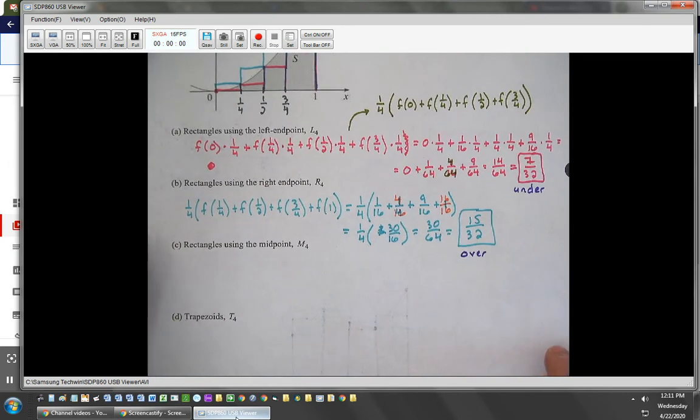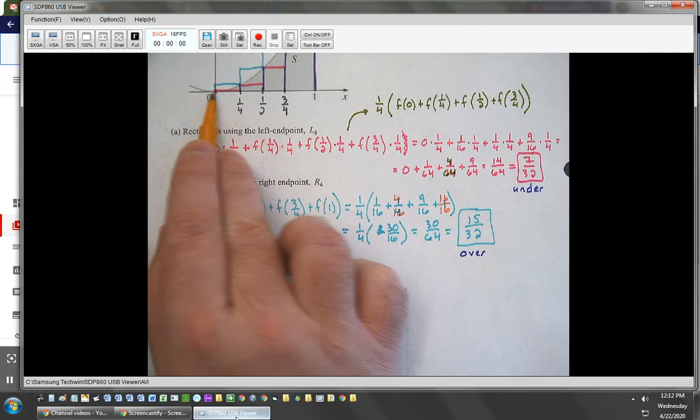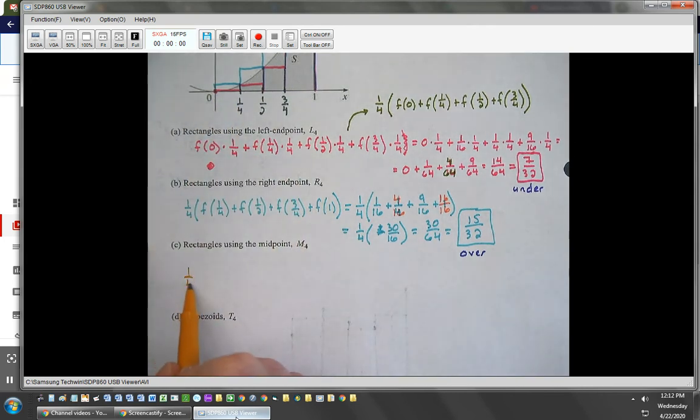Well, see if you can do it now without my help. You and your friend, hopefully you were doing it, studying with your math buddy. Let's see if you can do it with a midpoint. All right, let's see how you did. I guess I'll go with yellow. So yet again, how far is my interval? 1/4. So I've got the common interval.